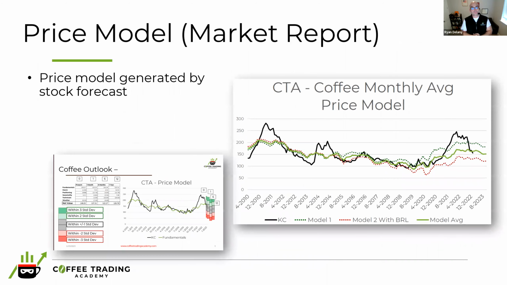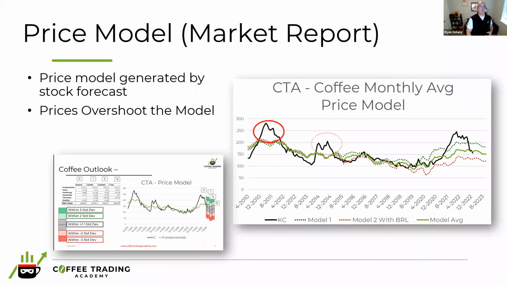Our price model, and this is something you'll find in our market report that we cover later, is generated from a stocks to use ratio. So here's our price model here, this green line. And all that is, it's a formula where we say, we're going to input stocks, we're going to input demand, and it's going to output a fair value. It's going to output a price. And this is how we can project forward what we think prices are going to be, because we project what stocks will be, and that helps us to project what prices will be.